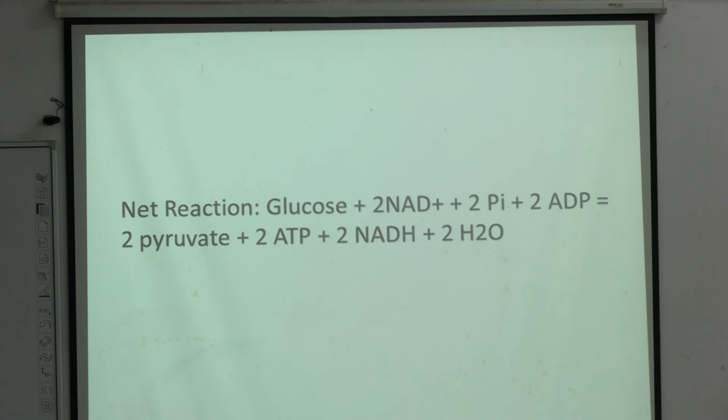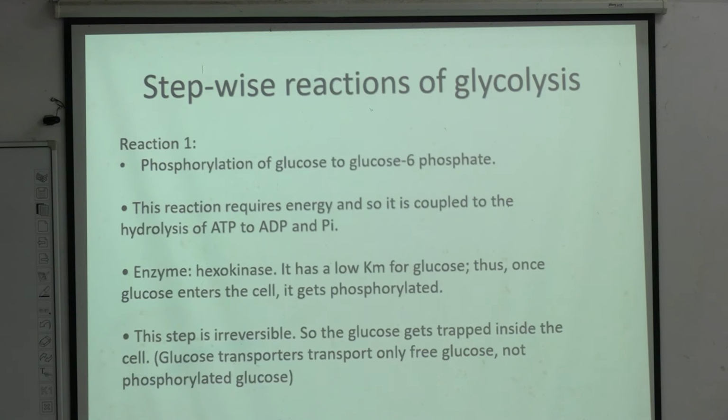What is happening here? Glucose is a 6 carbon containing compound. It is broken into two 3 carbon containing compounds. 2 molecules of ATP are generated by oxidation and 2 molecules of NADH are generated, which will produce further ATPs in the electron transport chain.